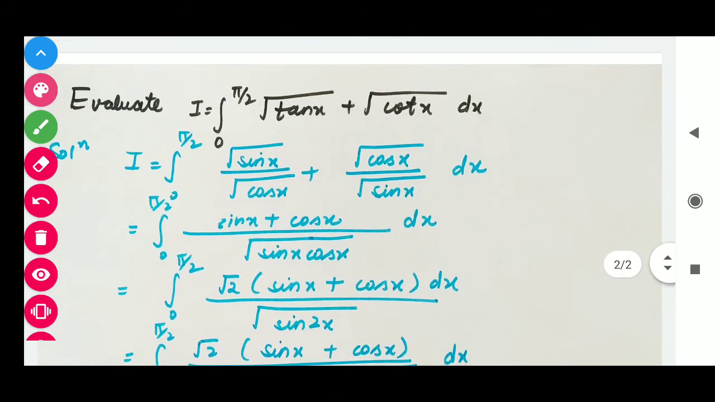Now students, here we have the next question. This is a very important question. Evaluate the integral from 0 to 90 of under root tan x plus under root cot x with respect to x.